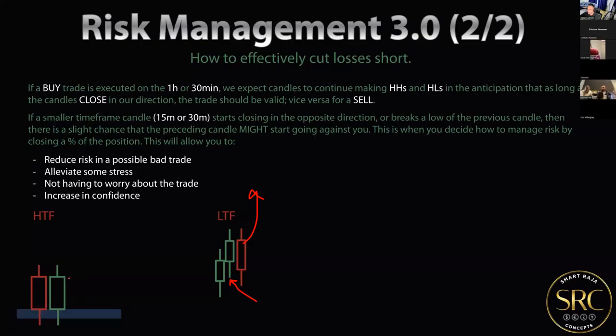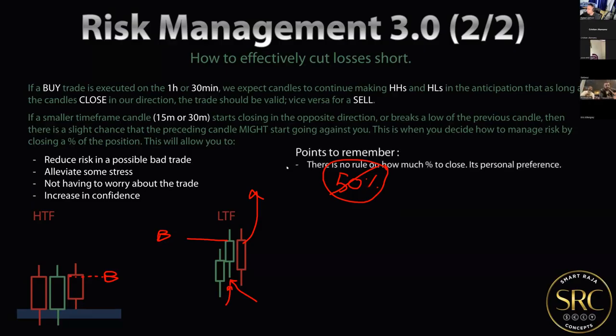So for example, let's say we took a buy right over here, right? Which means we took a buy right over here. And this 15-minute candle broke the low of the previous 15-minute candle. I'm closing 50% right here, close right here as it breaks the low right here. Right? So this bearish 15-minute candle looks like this on the 30-minute time frame. Bearish, right?